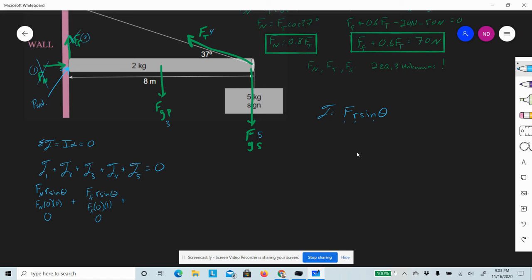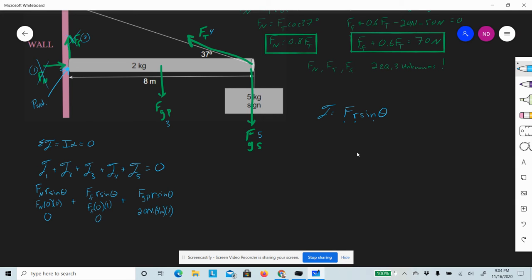Plus, here's the third one. The force of gravity of the pole times R. The whole thing was 8 meters, so that's going to be 4 meters away. R times the sine theta. So the weight of that thing, a 2 kilogram pole, is going to have a weight of about 20 newtons times 4 meters times 1.